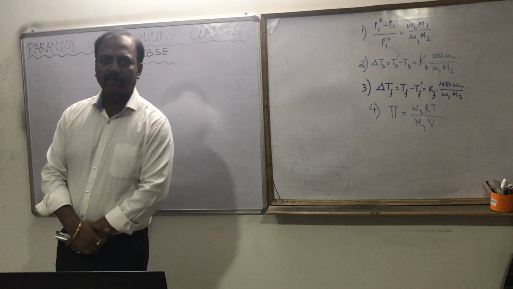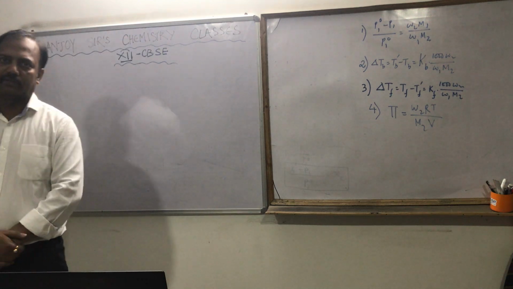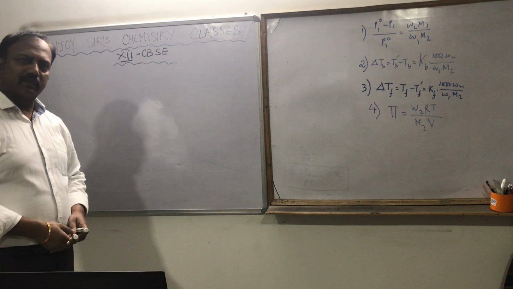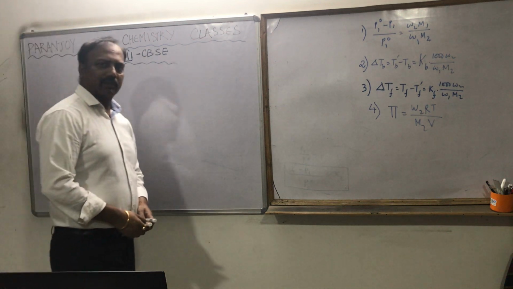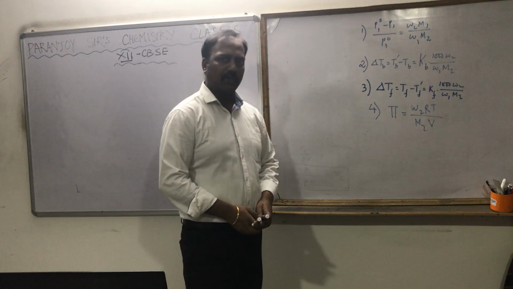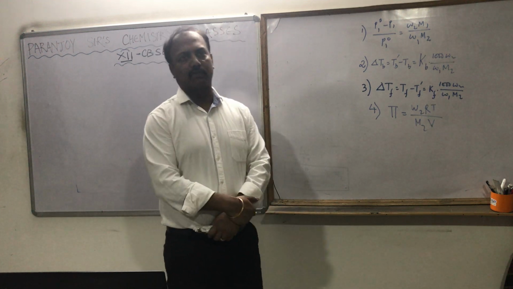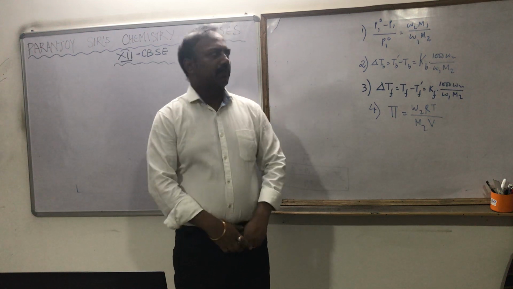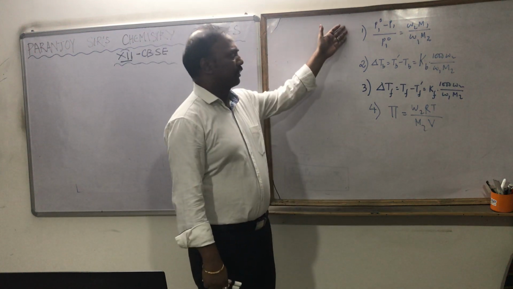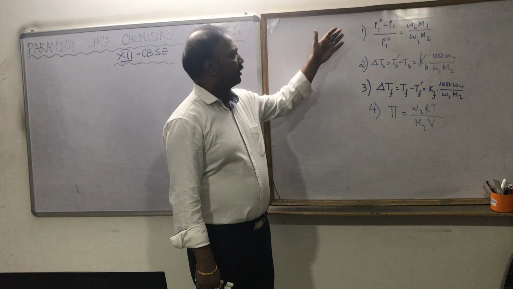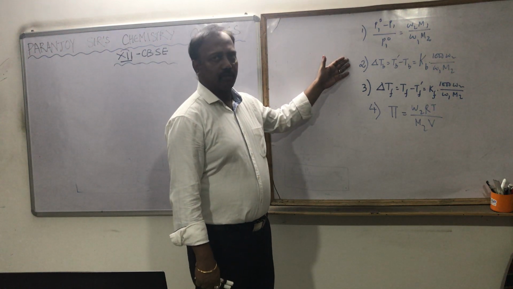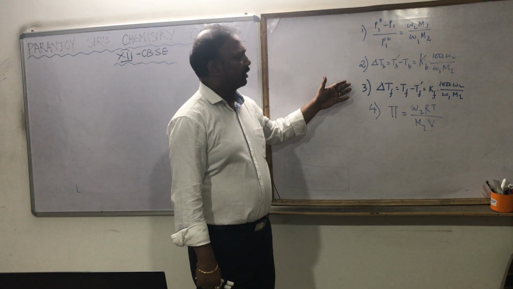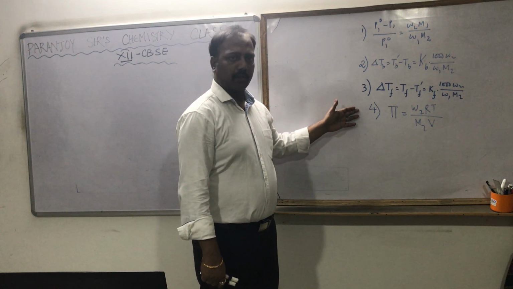Hello everybody, hope you have finished the previous topics. The last topic we had discussed was the colligative properties of dilute solutions. We had studied four colligative properties and the mathematical expressions for them. The first was relative lowering of vapor pressure. The next, elevation of boiling point. Third, depression of freezing point. And the fourth is osmotic pressure.